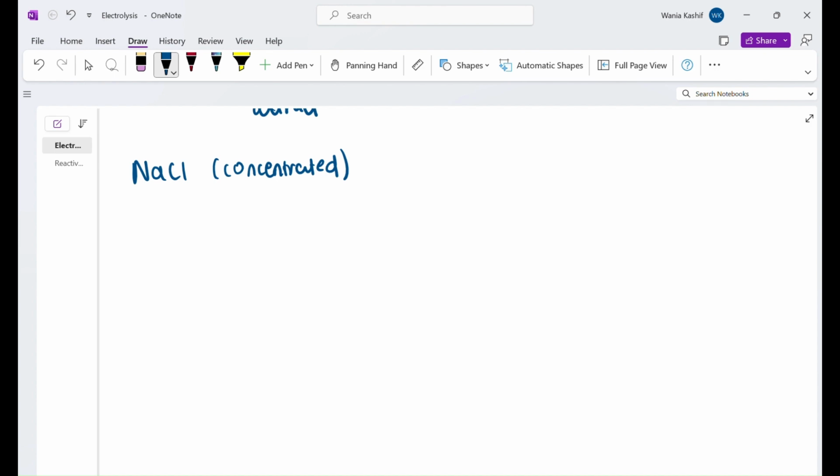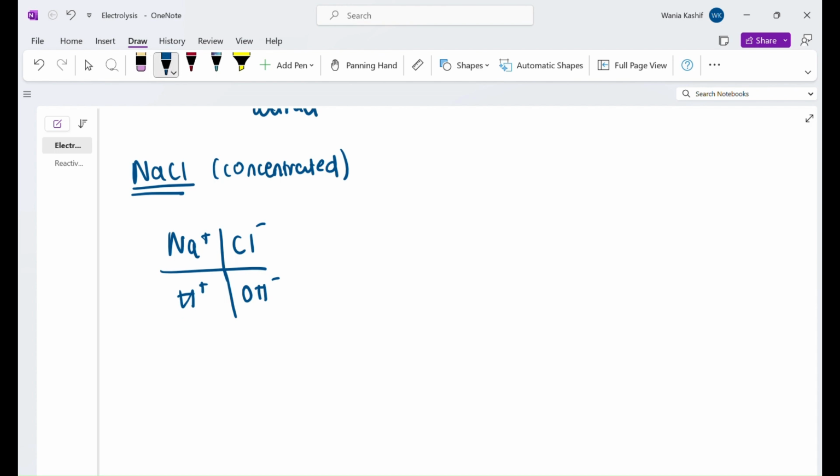Again, I want you to draw a table. You get Na plus, Cl minus, and this time you also have H plus and OH minus, because this compound is dissolved in water. So you have the ions of the compound as well as the ions of water, which are hydrogen and hydroxide.